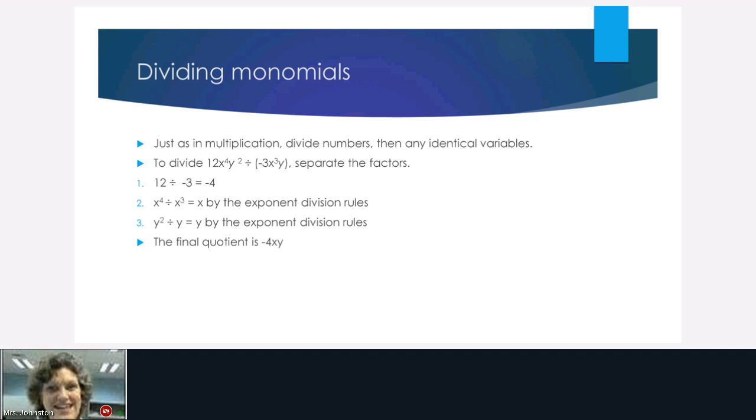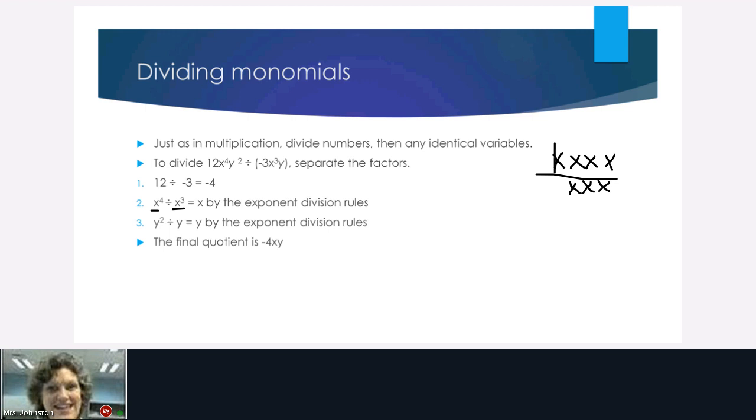Now, dividing monomials is very similar to multiplying, except the rule is if you have two bases that are the same, you will subtract the exponents, sorry. Let's see why that works. I have x to the fourth, and that means I'm multiplying x times x times x times x. And I'm going to divide it by x to the third power, which is x times x times x. Now, if you remember how fractions can be reduced, anything that matches on the top and the bottom will cancel out.